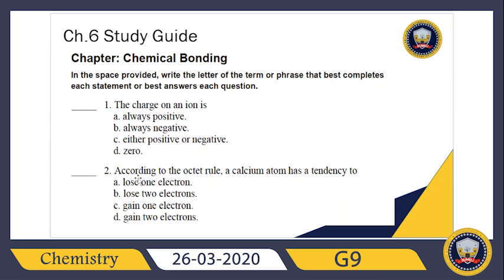Question two. According to the octet rule, a calcium atom has a tendency to... You see, calcium, if you go to the periodic table, is in group 2. So it's a metal. Metals in group 1 and 2 tend to lose electrons. Group 1, I told you before, loses 1 electron. Group 2 loses 2 electrons. So calcium in group 2, the answer is B. This is the correct answer, B.